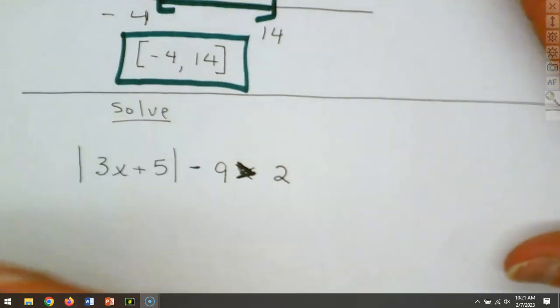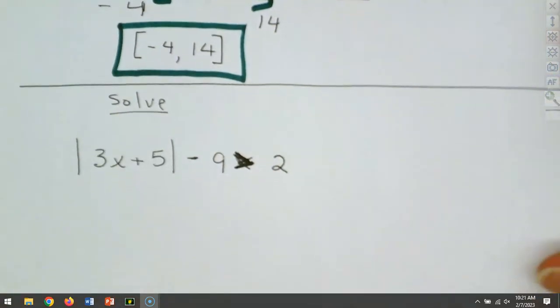So let's make sure it's greater than there, because we did less than last time. Let's do it greater than this time. So what's the first thing I need to do?